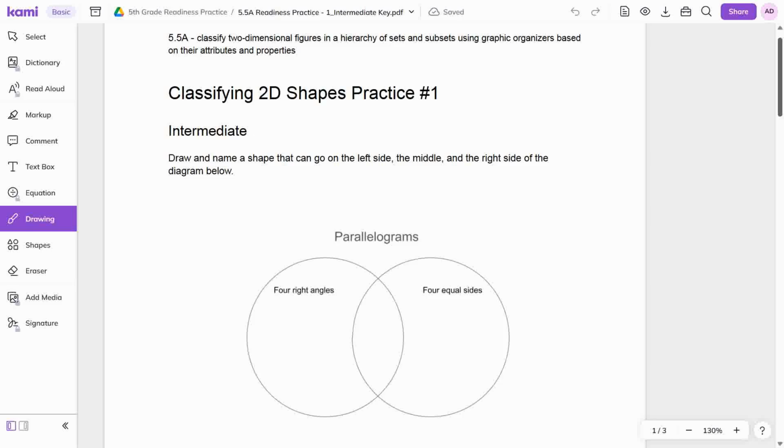Today we are looking at the fifth grade concept of classifying 2D shapes. This is 5.5a Readiness Practice, the intermediate version.